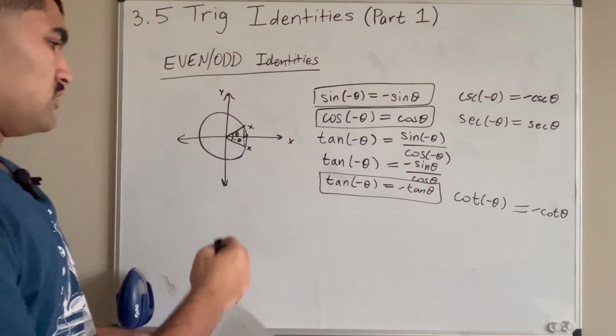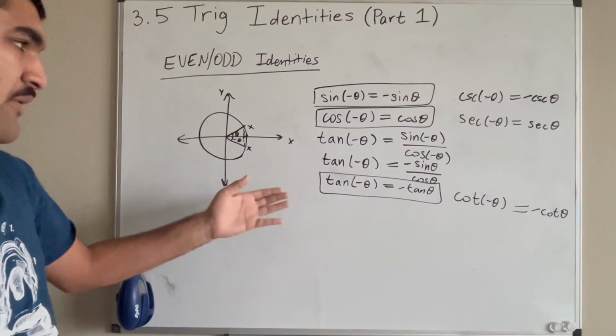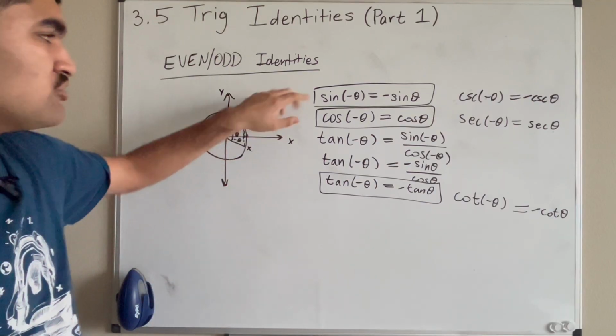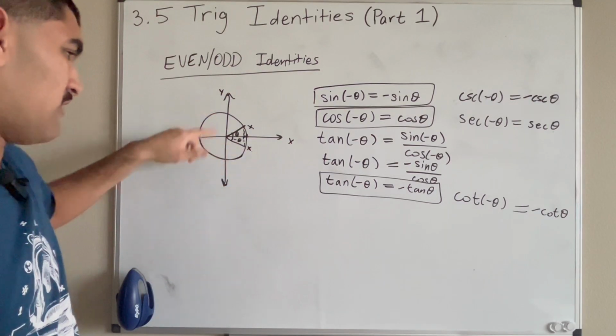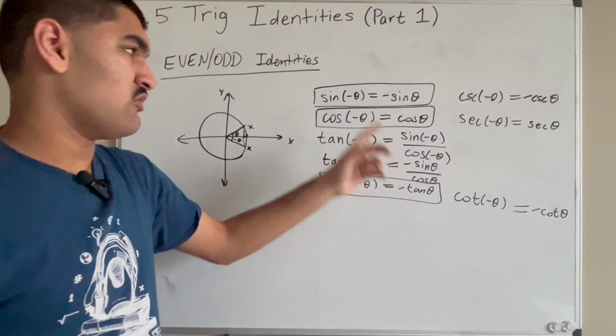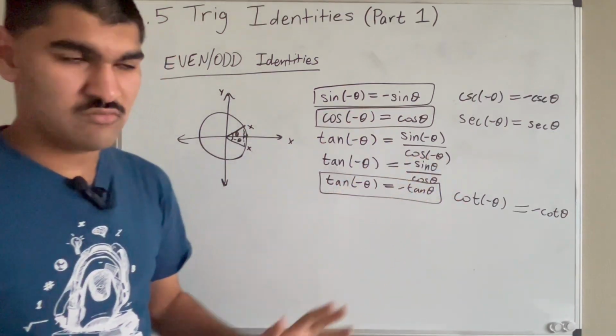Okay, so you can just build these even and odd identities like how I just built them. Mainly you just have to build sine and cosine from the unit circle, and then everything after that you can just build from whatever you derived, right? Super easy.